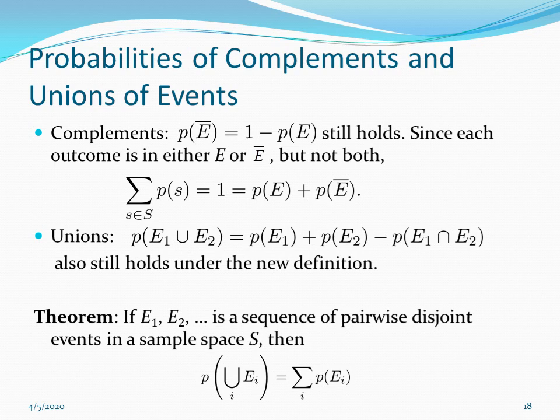Next, we would like to consider probabilities of complements. We already have a relationship, of course, between the probability of an event and its complement. The rule is that the probability of the complement is equal to 1 minus the probability of the event. This still holds. If you think of any outcome in the sample space, it is either in E or in its complement. If you take the union of E and its complement, you get the entire sample space. The probability of the sample space is equal to 1, so the sum of the probabilities is equal to 1. That's equal to the probability of E plus the probability of its complement. Of course, this is consistent with the previous formula, that the probability of the complement is equal to 1 minus the probability of the event.